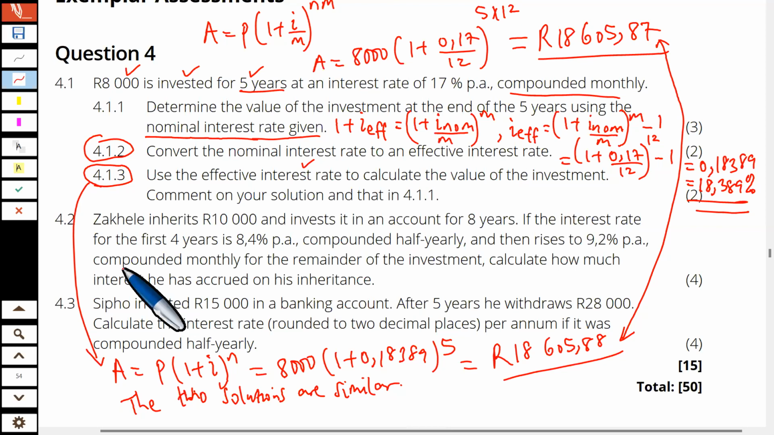So we're looking at now question 4.2. Zakele inherits 10,000 Rand and invests it in an account for 8 years. If the interest rate for the 8 years is 8.4% per annum, but is compounded half yearly. So the 8.4% compounded half yearly, because it's not compounded annually, it is actually what we call the nominal rate, and then rises to 9.2% per annum. So there's a change in the rate compounded monthly for the remainder of the investment. Calculate how much interest he has accrued on his inheritance.